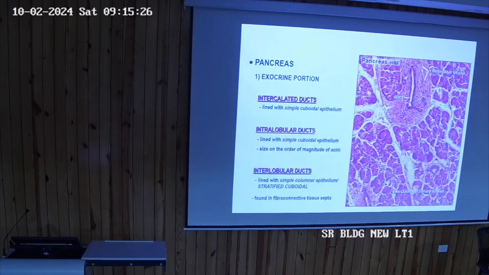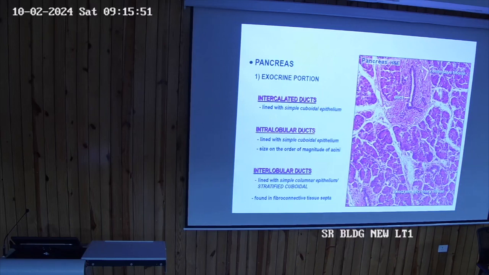Next, the exocrine portion should have ducts. So we have a very systematic duct system over here. First of all, to start with, intercalated ducts will take the secretions from the acinar part, and one to two of these combine and form the intralobular duct, and then intralobular ducts will combine and form the interlobular duct.